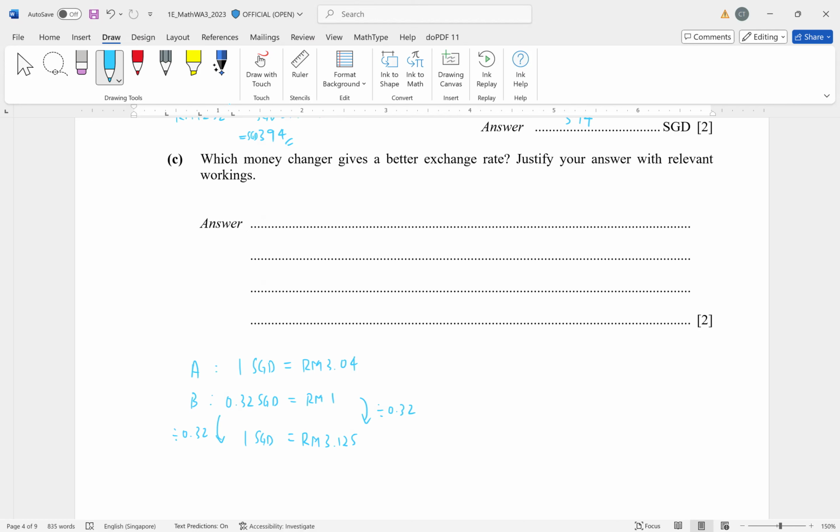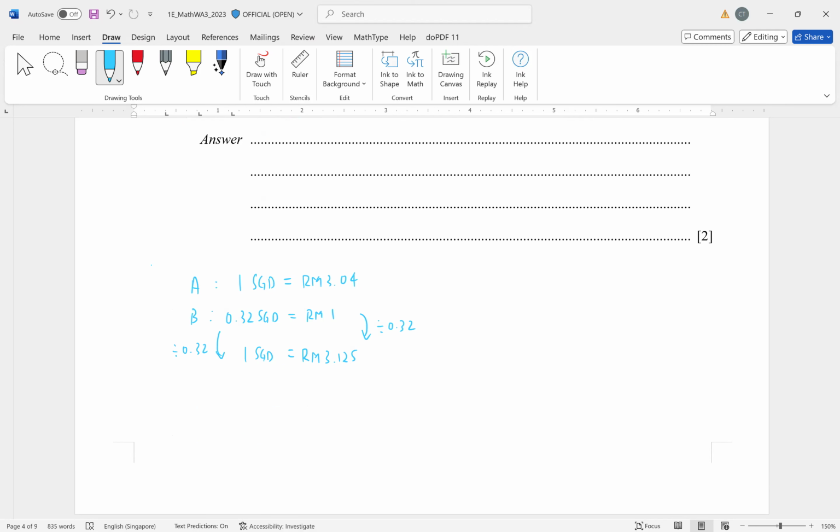So if you are converting from SGD to RM, money changer B is actually better because you get more RM for every 1 SGD. So you can write your answer this way: to convert from SGD to RM, money changer B is better.